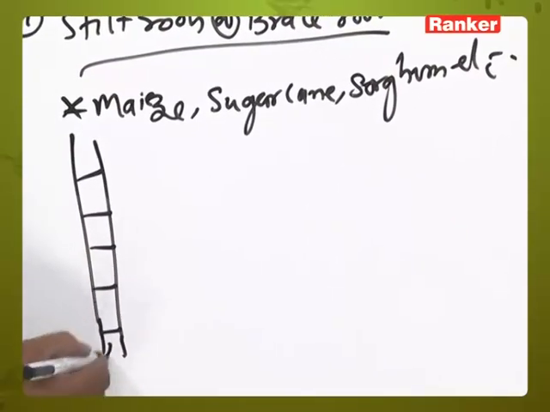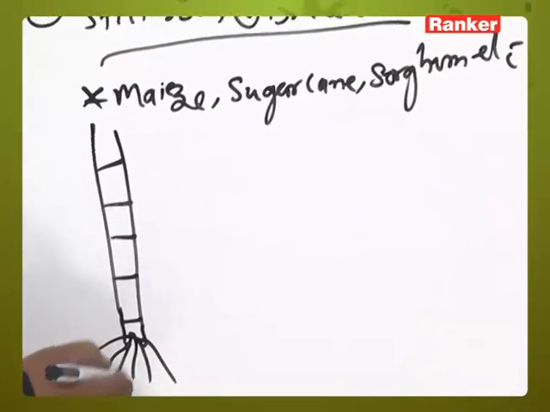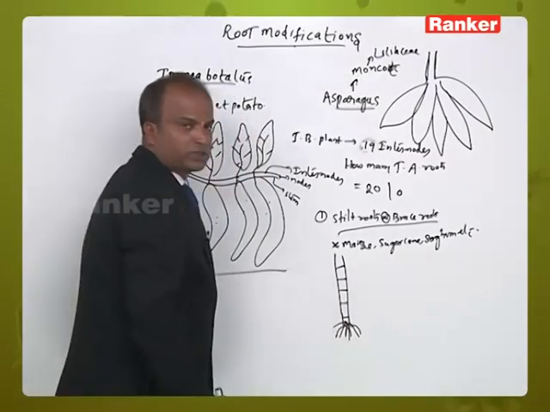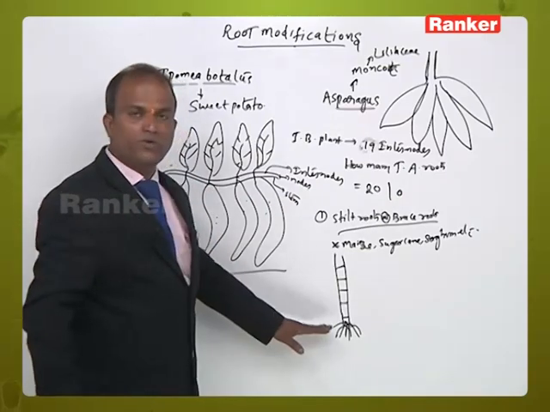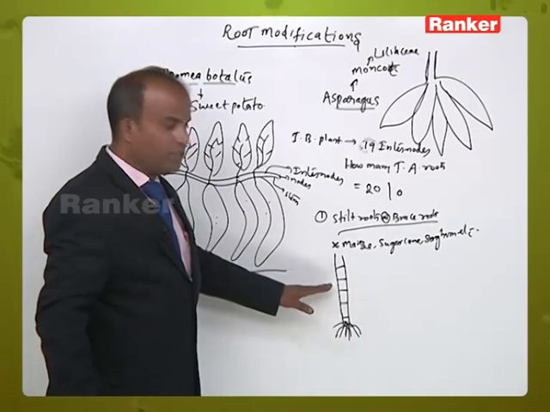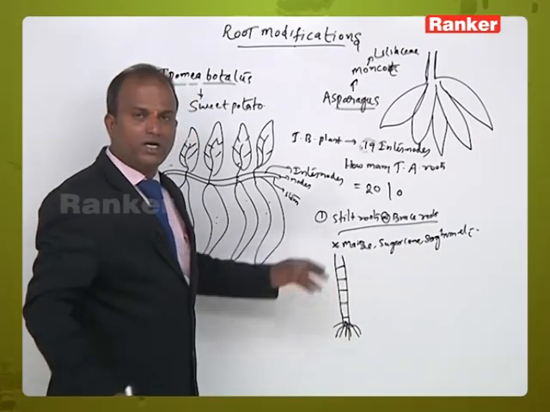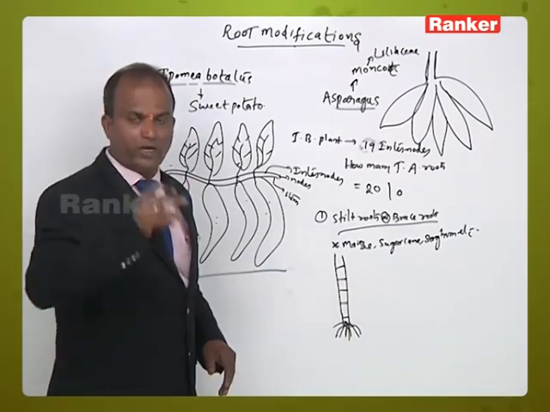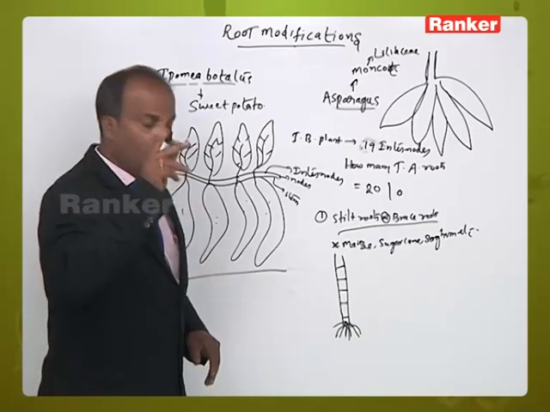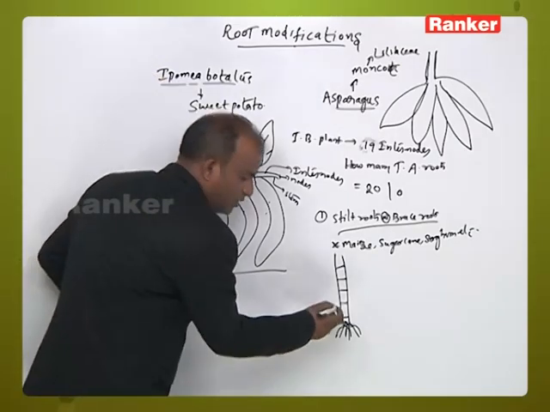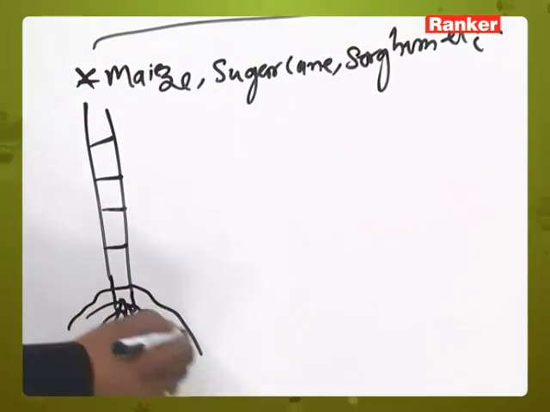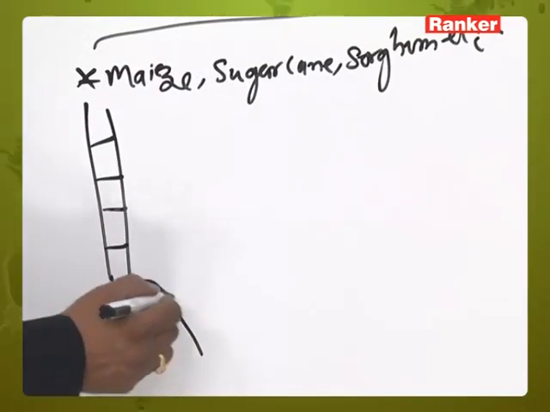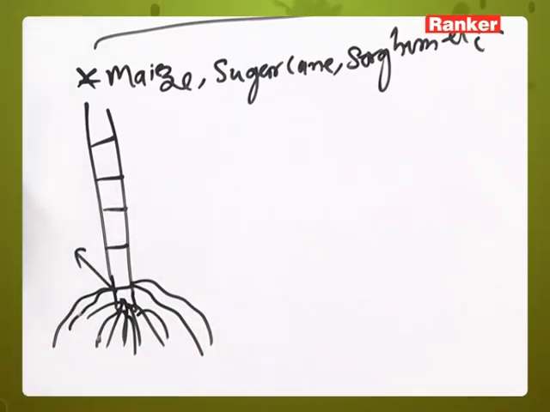From the basal portion of the stem, a cluster of fibrous roots is developing. But the stem is very long, and due to heavy wind it may break. In order to overcome that, it produces adventitious roots from the basal node of the stem.